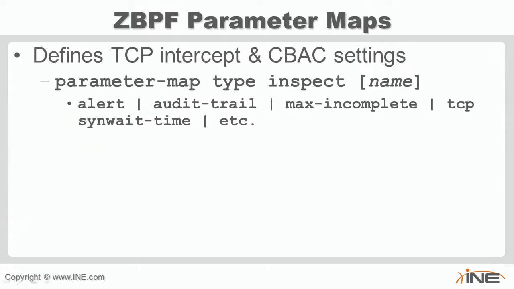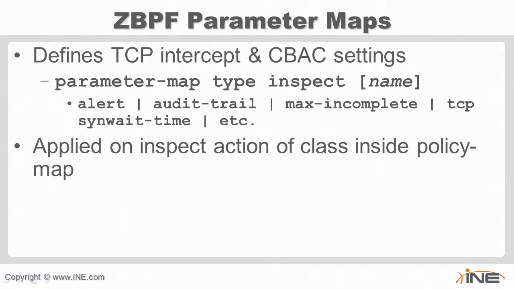We also have an option here to turn on alerting, which is going to generate log messages based on the parameters that we define, and the audit trail, which is going to show us a verbose log of the actual TCP connection that is occurring from the client to the server. Now, once we actually define the parameter map, it's going to be applied on the inspect action inside of the class, inside of the policy map.